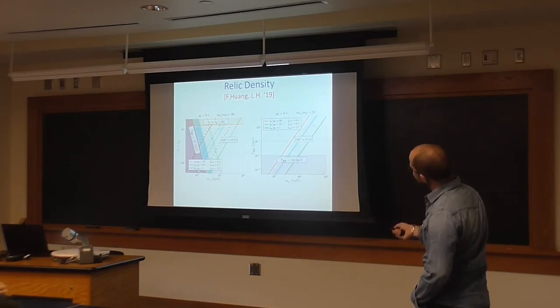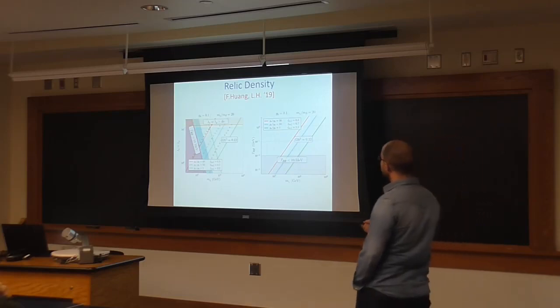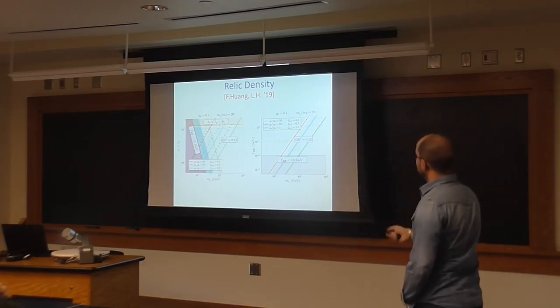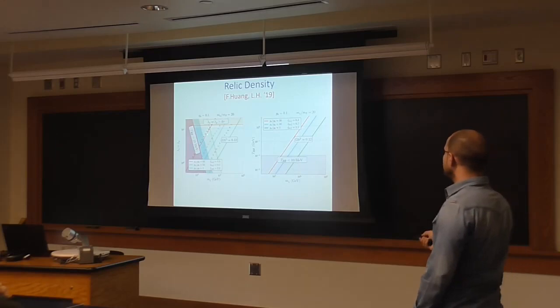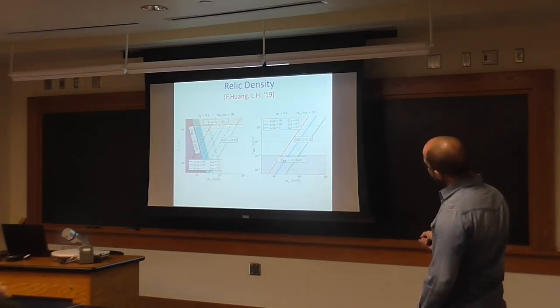And then for different ratios of the visible versus hidden couplings, you have these lines which correspond to the relic abundance with different colors corresponding to different choices. And this dashed line corresponds to the BBN bound, T reheating smaller than 10 MeV. Here is just perturbativity. And so you see that you should be in between these, basically, so you should be there.